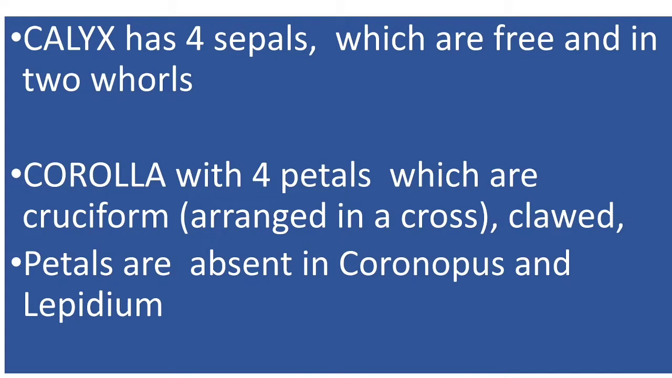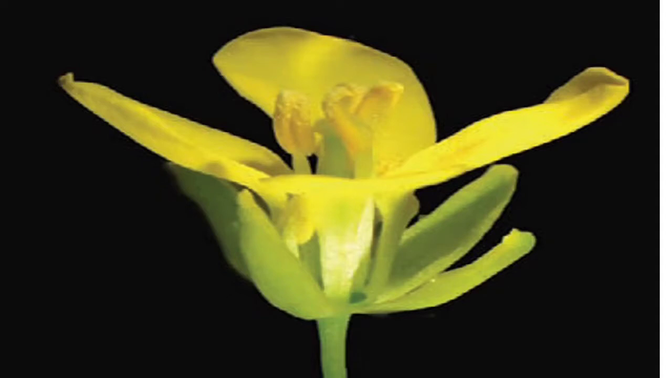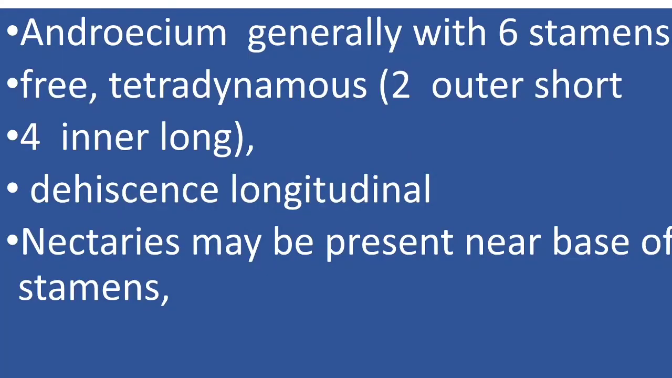This is called a cruciform corolla. In the corolla there are four petals. These are clawed, arranged in cross shape pattern, and petals are absent in coronopus and lepidium. This is the flower of family Cruciferae. You can clearly see the cross-shaped petals arrangement. There are four green sepals.